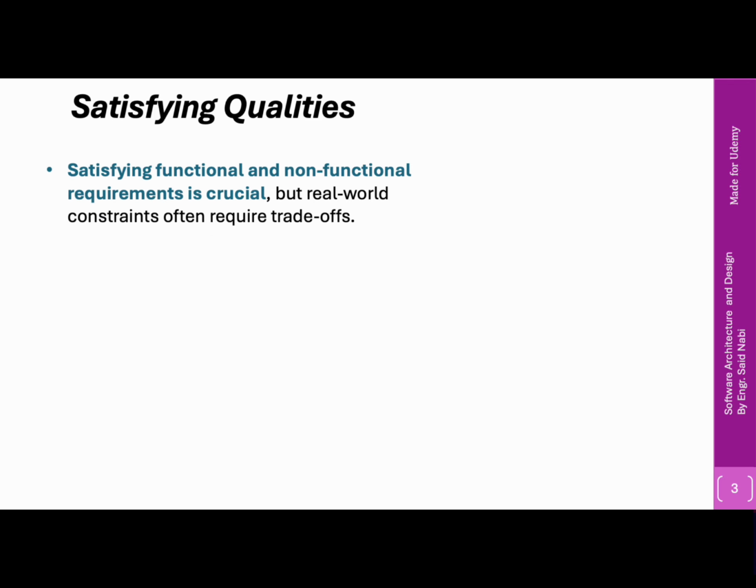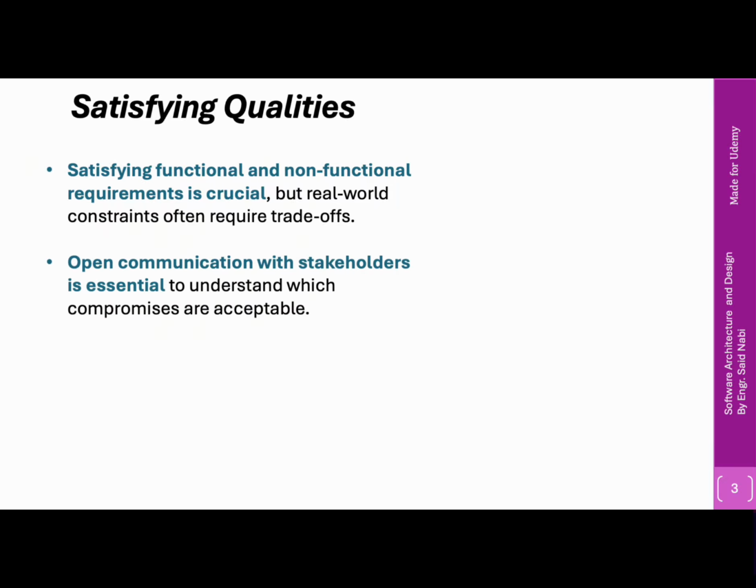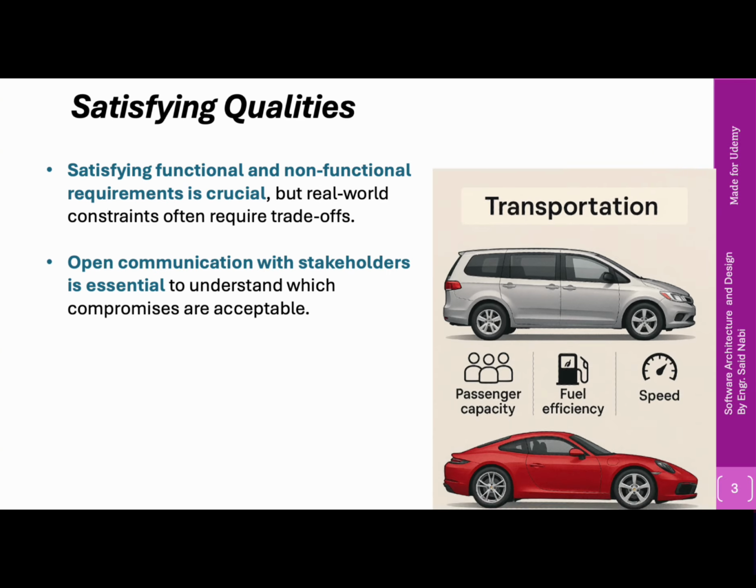So satisfying both functional and non-functional requirements is crucial, but real-world constraints often require trade-offs. Sometimes you have to focus more on functional requirements, while other times you have to focus more on non-functional requirements than functional requirements. And we will see this with a real-world example so that you can understand it more deeply. Open communication with stakeholders is essential to understand which compromises are acceptable. Sometimes functional requirements should be compromised for the sake of getting non-functional requirements.